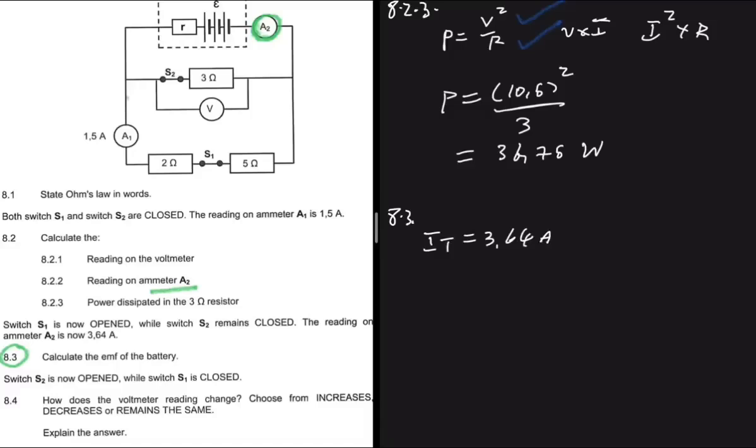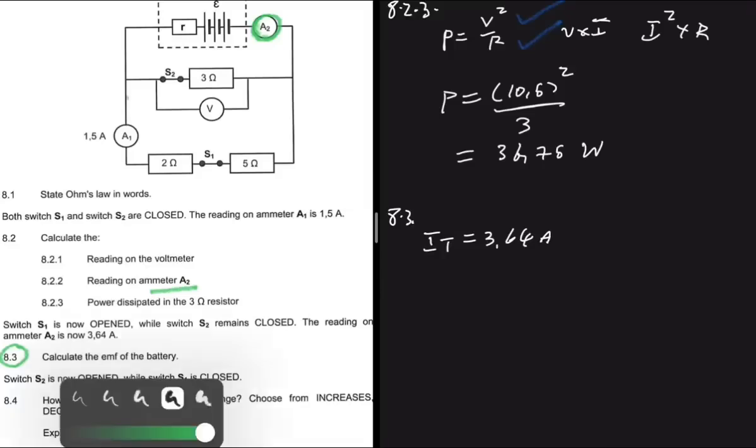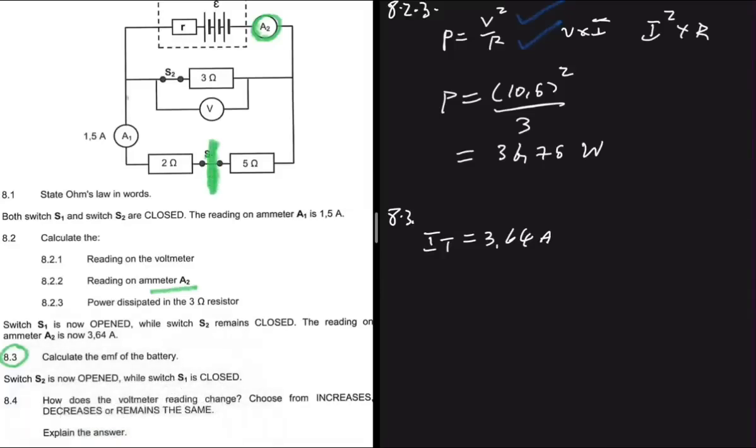So let's go to our sketch and see what happens when switch S1 is open. When switch S1 is open, the current is no longer passing this point, right? So basically, all the current is going to flow like this. All the current is going to pass through the 3 ohm resistor, right? So now our total external resistance is 3 ohm.